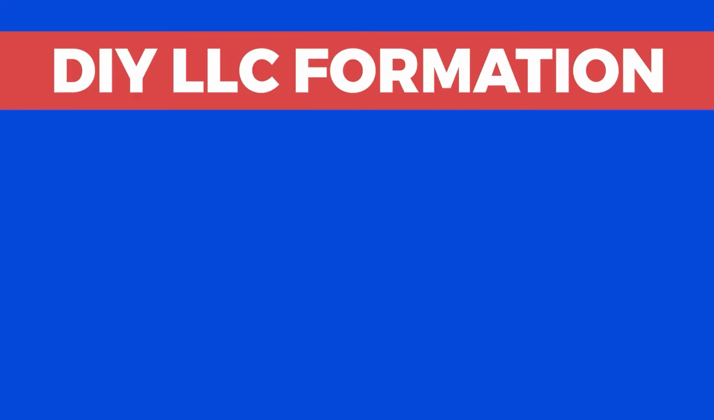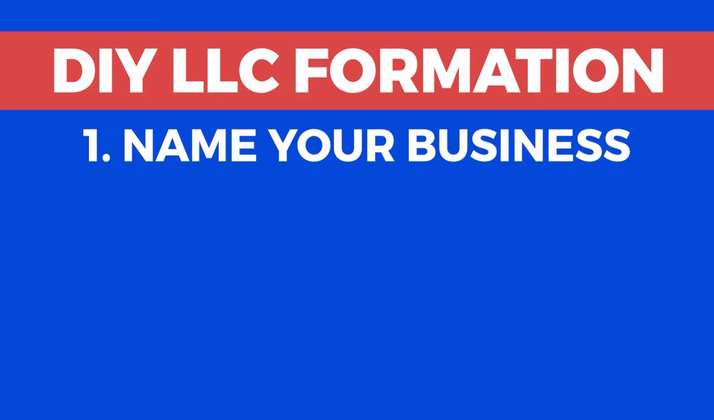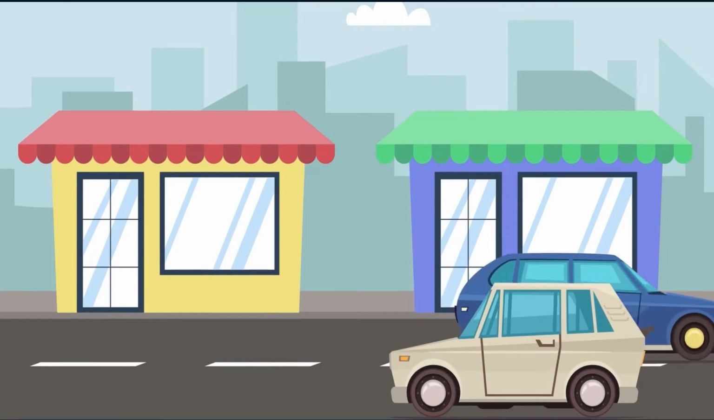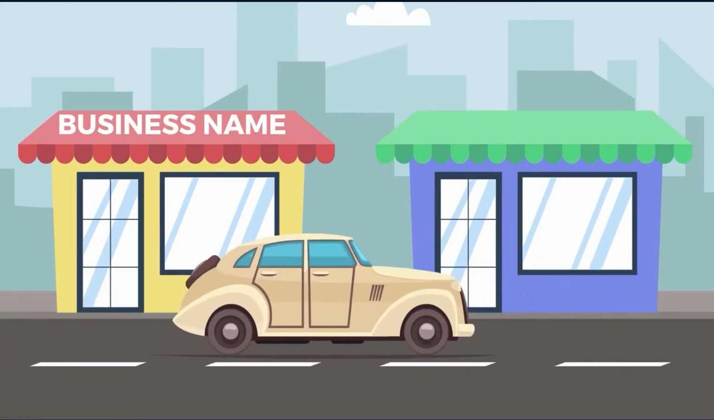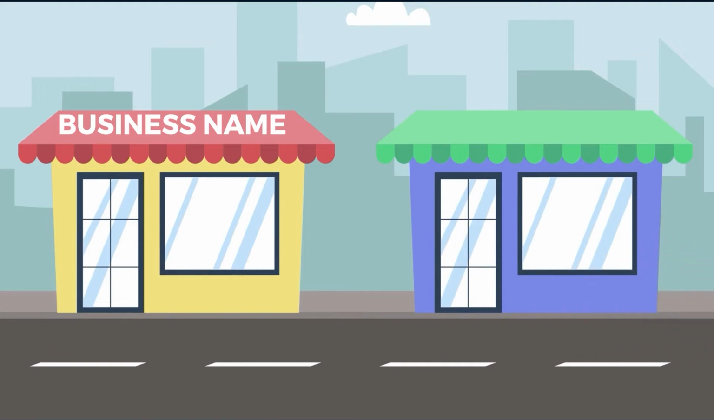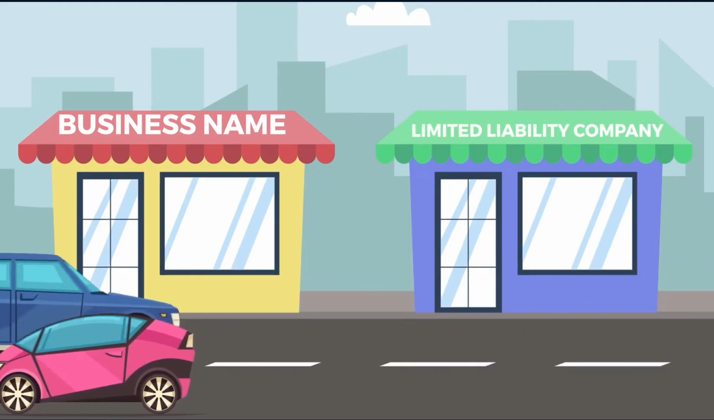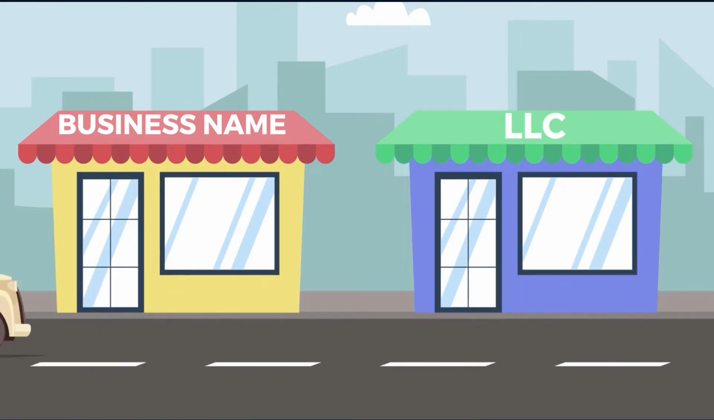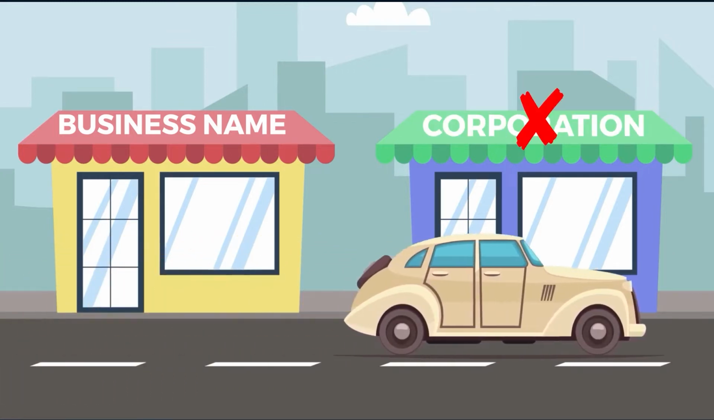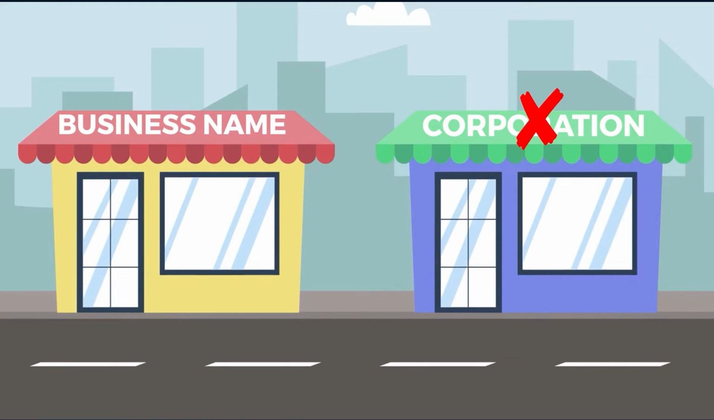Let's first take a look at the steps required for forming an LLC by yourself. Step 1. Name your business. Before anything else, you'll have to think of the LLC's legal business name. Each LLC in Texas must have a distinct LLC name that is not currently in use. You must include the terms limited liability company or an abbreviation such as LLC. You cannot include phrases such as corporation, which would lead people to believe you are a different business type.